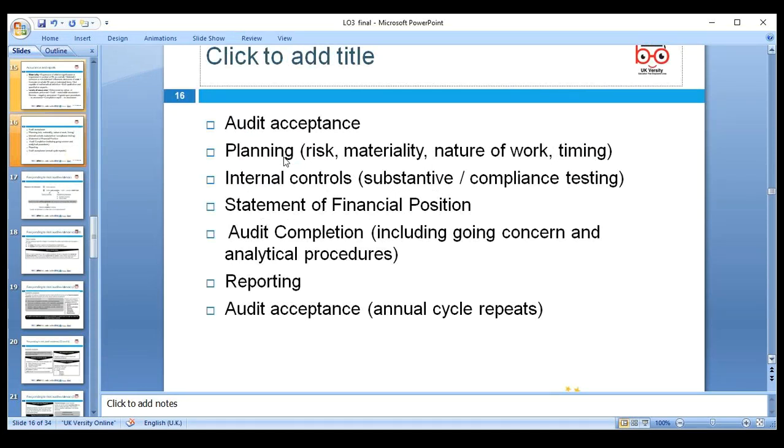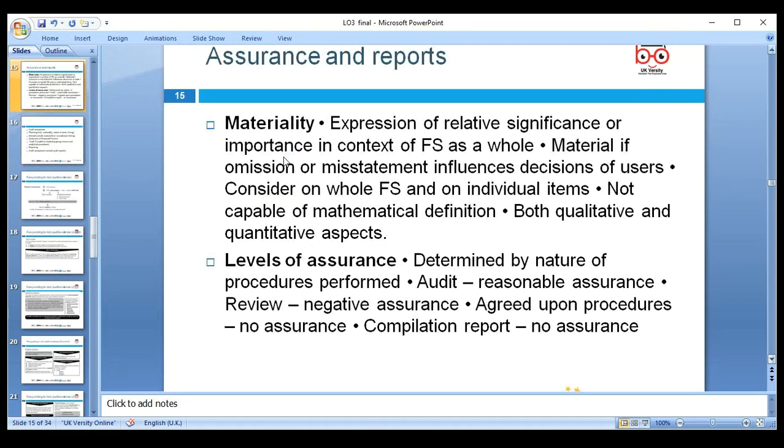Okay, any question? If not, next we're looking at assurance and report materiality. What is meant by materiality? Materiality means significant. If a missing item is £10 in a company worth £1,000,000, that is not material. But if it is a missing £1,000,000, or fraud, that is material. Even a small item can become material. It is an expression of relative significance or importance in the context of the financial statements as a whole.